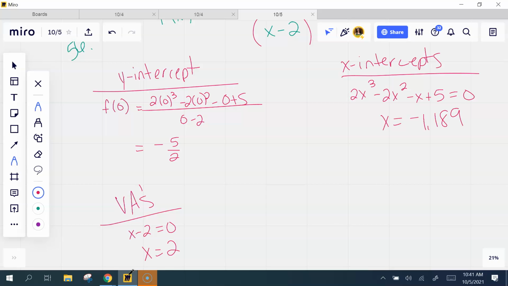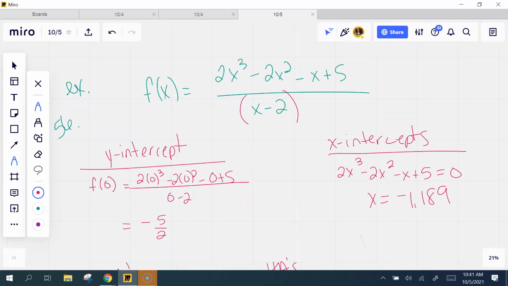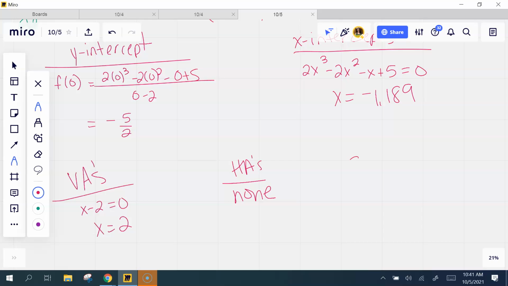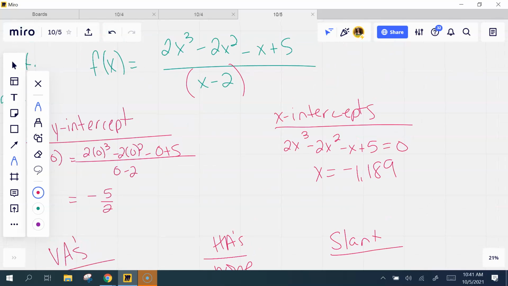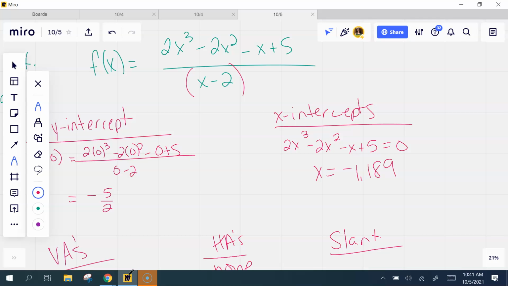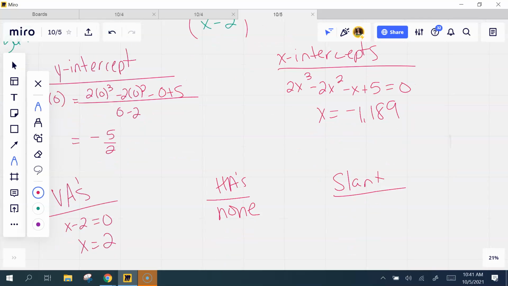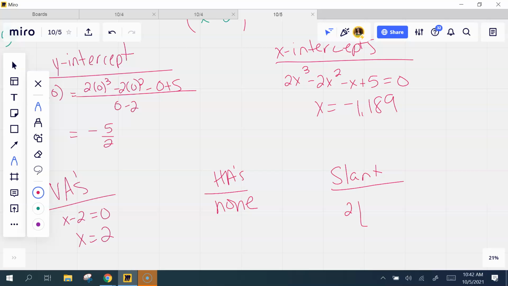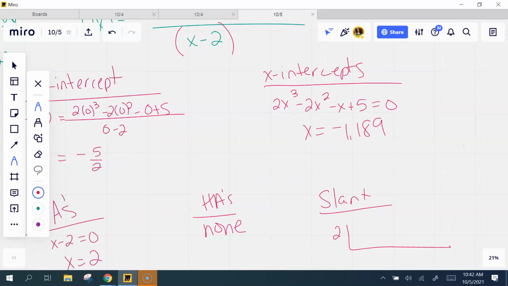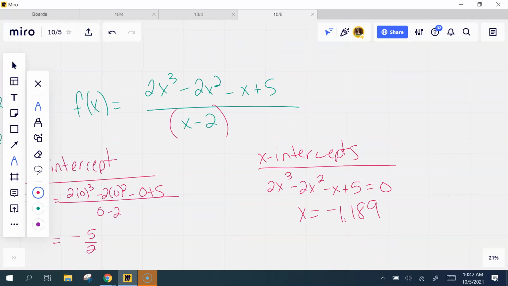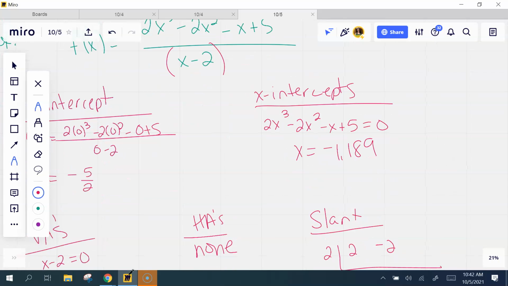Okay. How about horizontal asymptotes? None. Why? It's top heavy, it's a slant. So I do need to talk about the slant. Now, yes, I can do this one synthetically since I've got a linear factor on the bottom there, that x minus 2. If you want to do long division, you can. We'll do it both ways so you see.